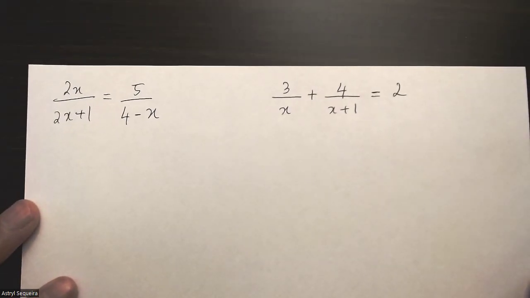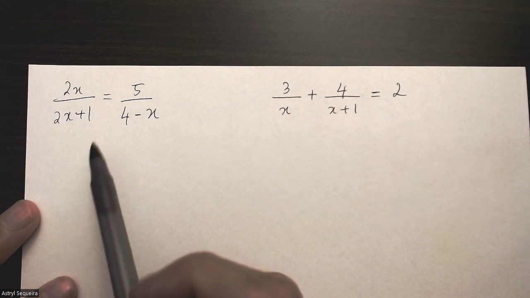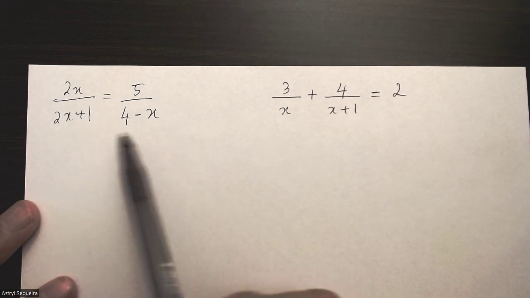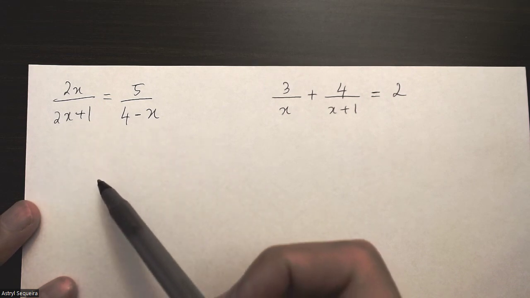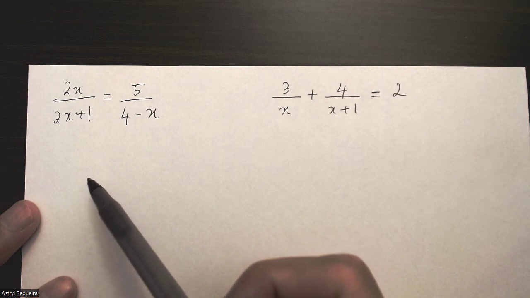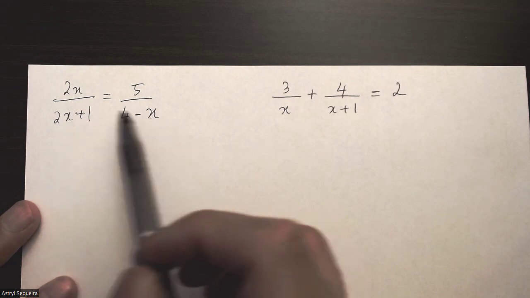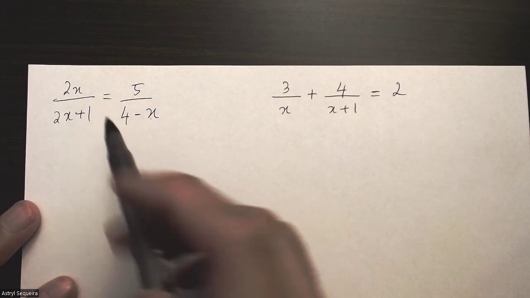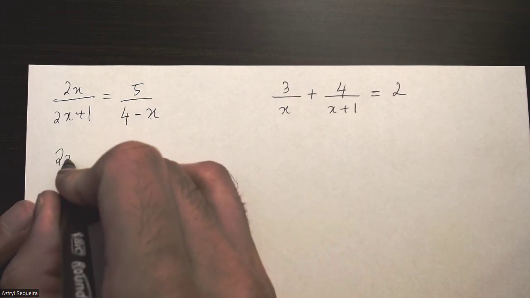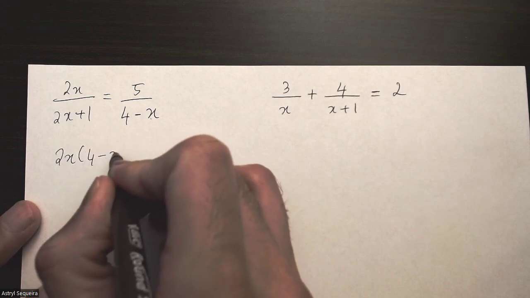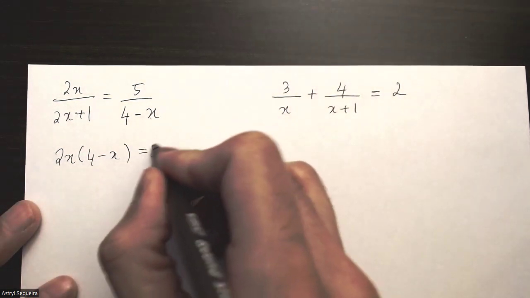All right, in this video, we are going to solve these rational equations over here. So let's take a look at the first example over here. In this first example, I have a common denominator on each side, so I can just start by cross multiplying. That would be the easiest way to solve this question.